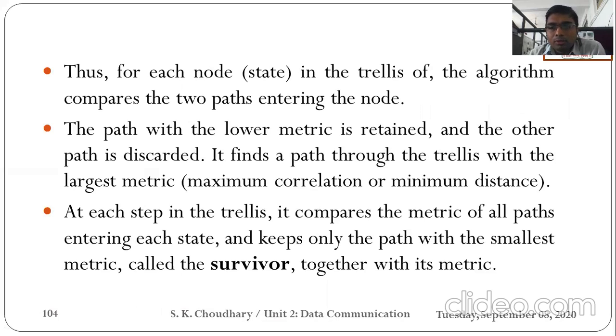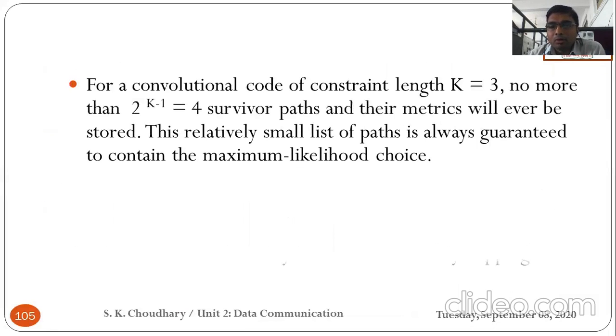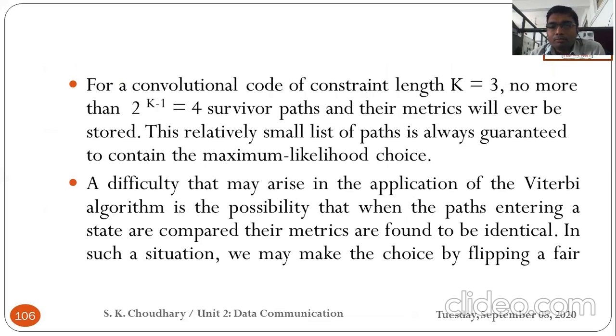I'm not going to revise this, but keep these steps in mind: how the survivor is generated. The survivor is generated when you enter from one state to another state, and there may be more than one path for entering a state. So you have to follow the path having the smallest metric. That is called the survivor path. On the basis of this concept, we will draw the decoding path today. And how many survivor paths are possible? There is a maximum of 4 survivor paths for our example, because the constraint length is 3.